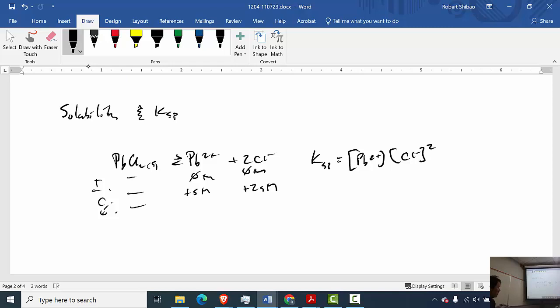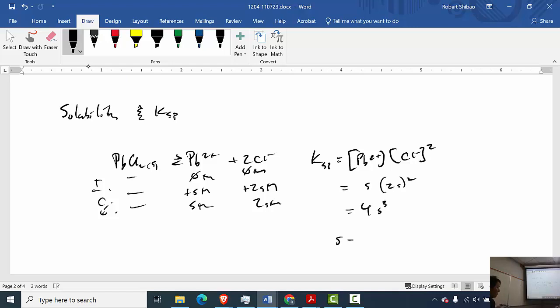Now S is going to be the same as PbCl2. So the moles of lead that dissolve is equivalent to the moles of lead-2 chloride that dissolve because they're in a 1-to-1 ratio. However, the moles of chloride that dissolve isn't. Moles of chloride that dissolve is going to be twice as much as the lead-2 chloride that dissolved. So that's twice the solubility. And so this comes out to S and 2S. And so when we look at this, this is going to be S times 2S quantity squared, which is going to give us 4S cubed.